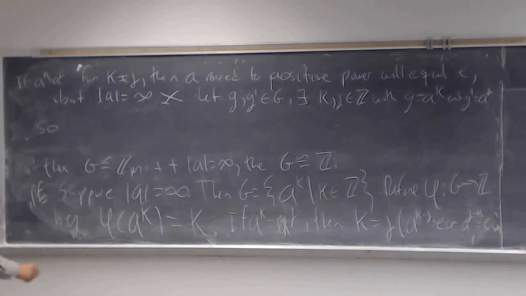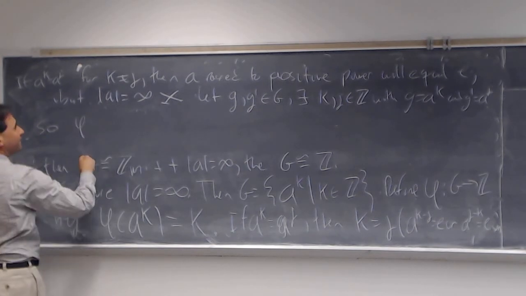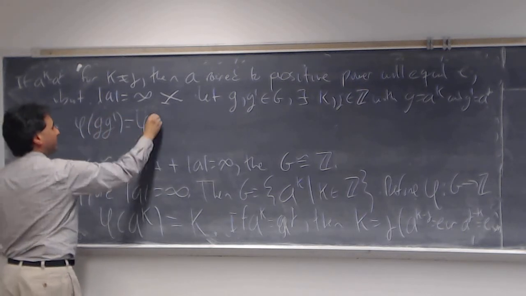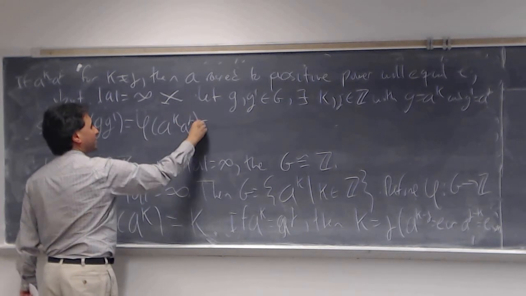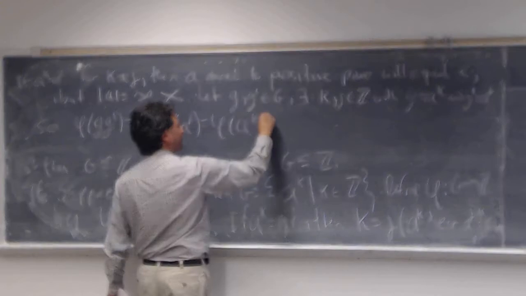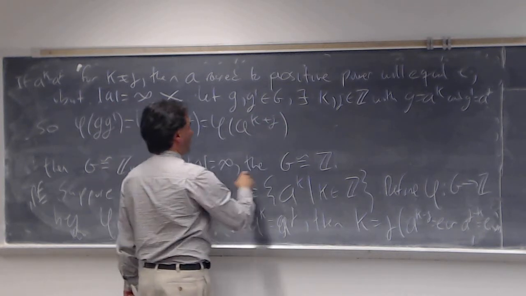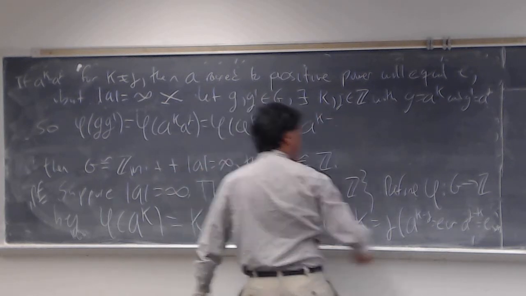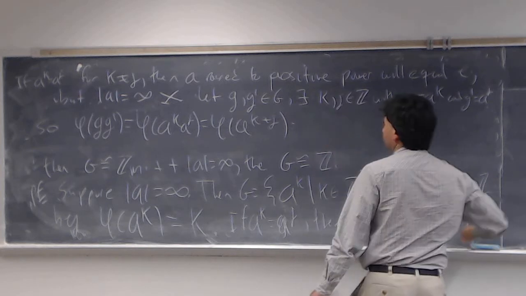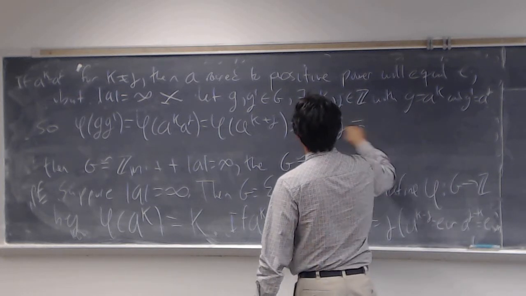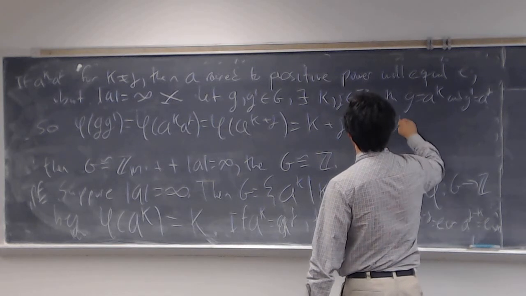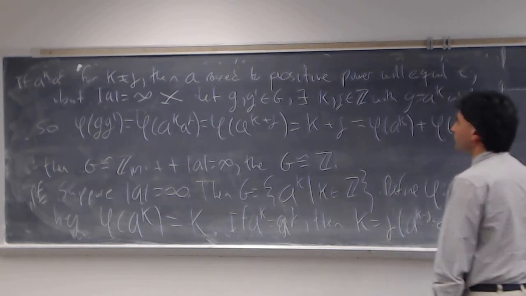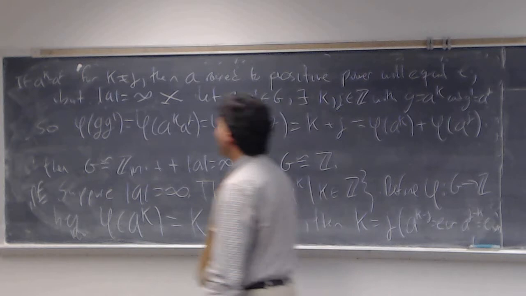So phi of G times G prime would just be phi of A to the K times A to the J, but by the properties of exponents, the exponents are just added, so that is exactly A to the K plus J. By definition of our mapping, that is K plus J. And then K is exactly phi of A to the K, and J is exactly phi of A to the J. So we have a homomorphism.